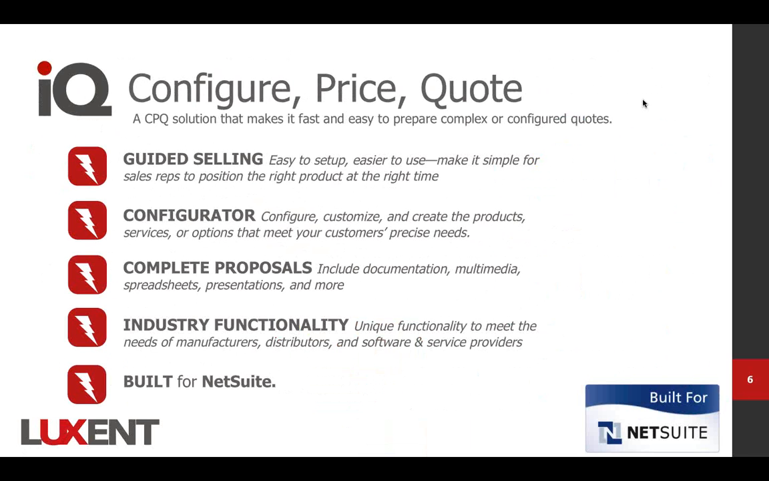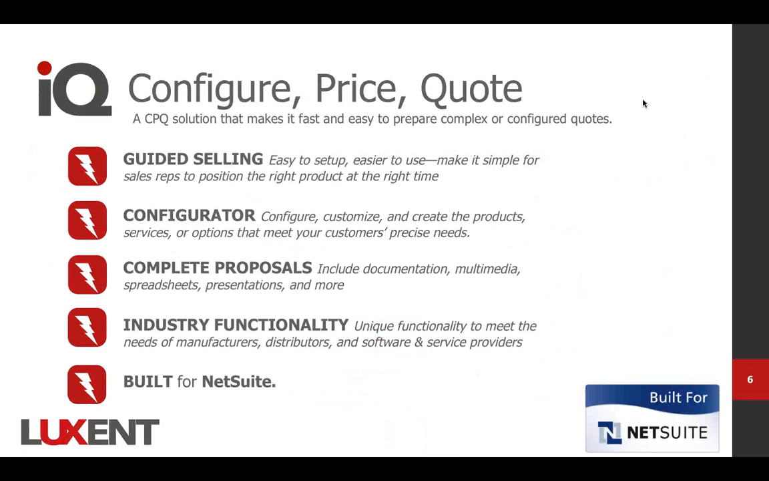And then industry functionality, I kind of just mentioned those with a few bullets just above that. The things that you'll see us do inside of IQ are specific to the vertical that we play in, which is manufacturing and distribution. So you'll see things in here that our configurator can do with regards to creating bills and creating product kits and setting up parts in NetSuite for you automatically. It's more than just a product selector, and those industry vertical functions are what make us different in the CPQ space with Luxan and IQ.